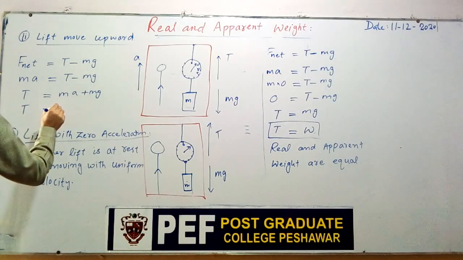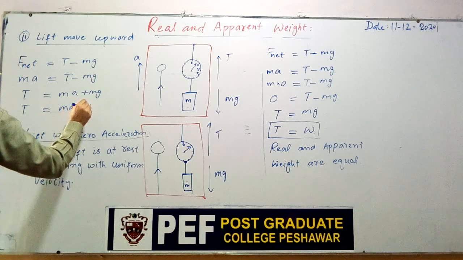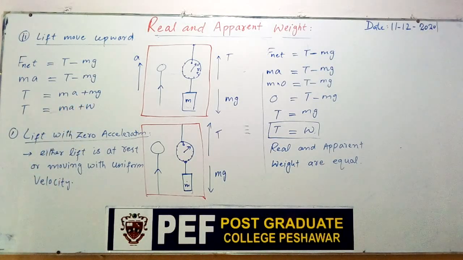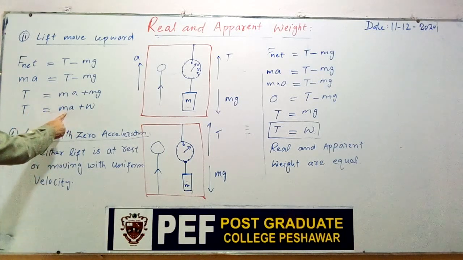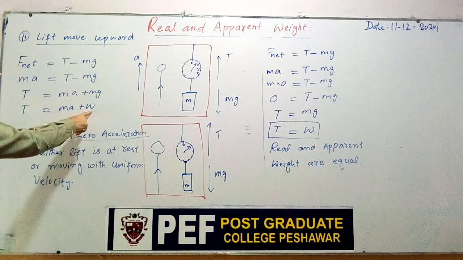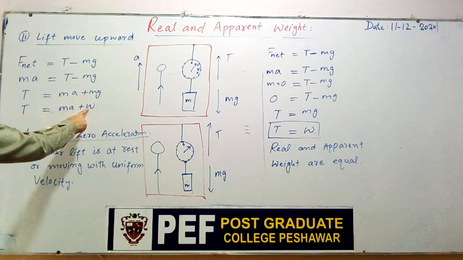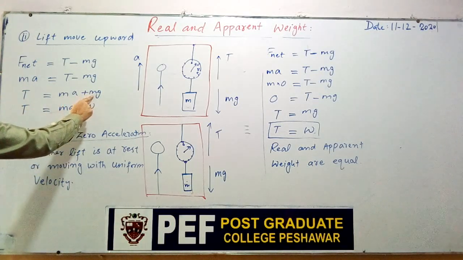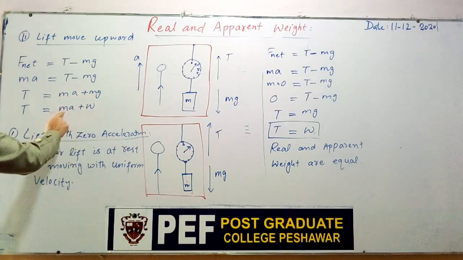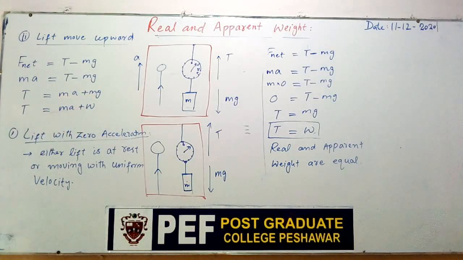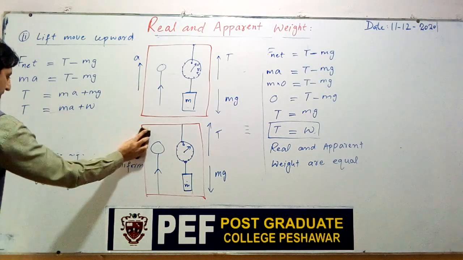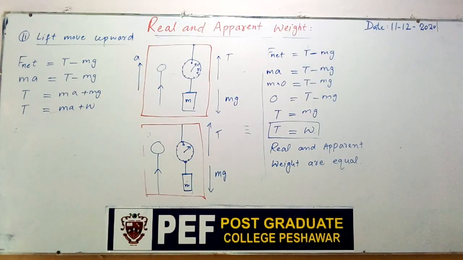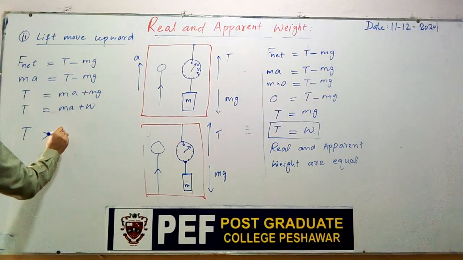T equal to ma plus w. So this means that weight is less than the tension, because when we add something with the weight, instead of mg we can write w. So when we add something with this w, we will get tension T. So from this equation, it is clear that T, or tension force, which is the apparent force, will be greater than W.